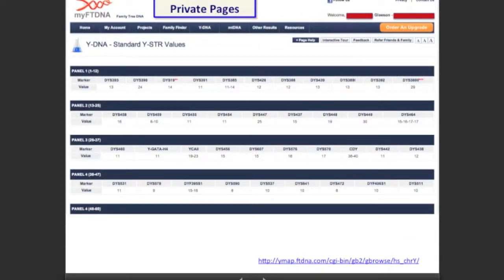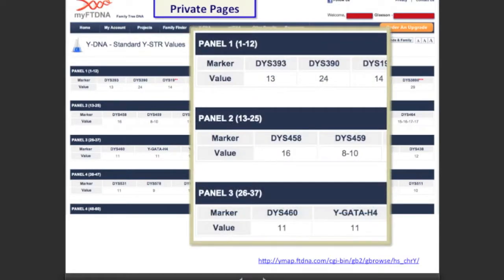This is what it looks like. So let's just take a step back and see what we're looking at here. I'm going to enlarge this section here. We have various panels. Markers 1 to 12 are in panel 1, markers 13 to 25 are in panel 2, and markers 26 to 37 are in panel 3. And we have the marker name just below that, and the value for each marker below that.